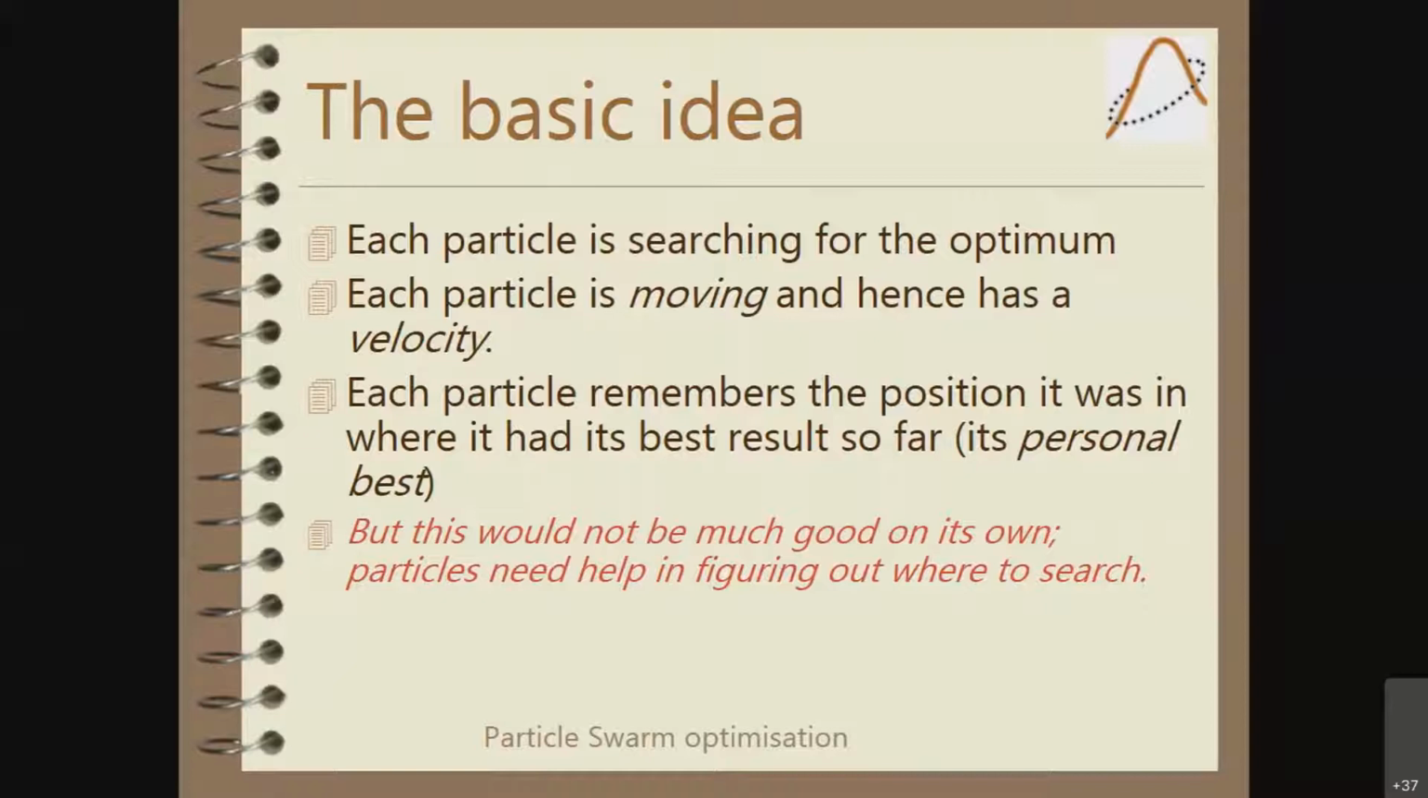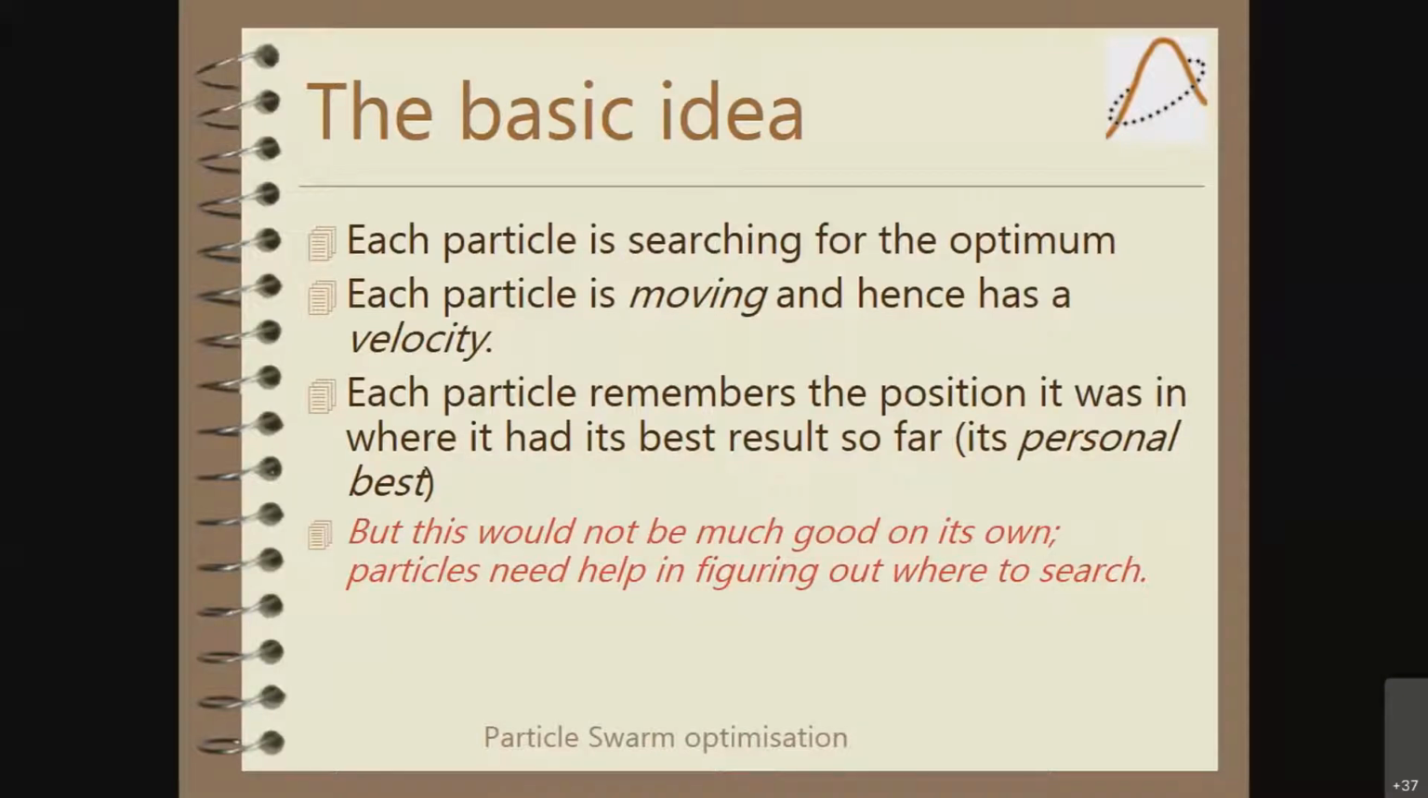What happens in a swarm, whether it's a swarm of birds, a swarm of fish or something else, is that each member of the swarm is considered a particle. Each particle searches for the optimum, and each particle therefore needs to move around in the search space. Since it's moving around in the search space, it must have a velocity, and it's a velocity vector.